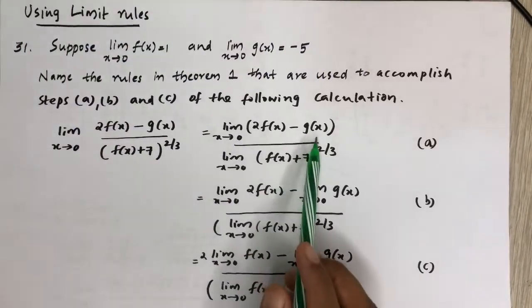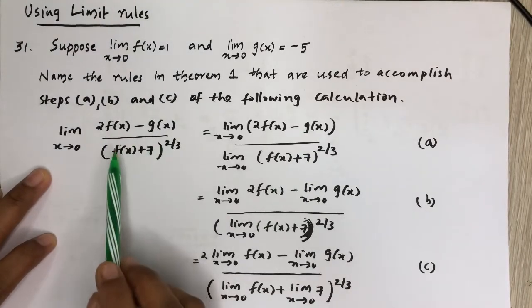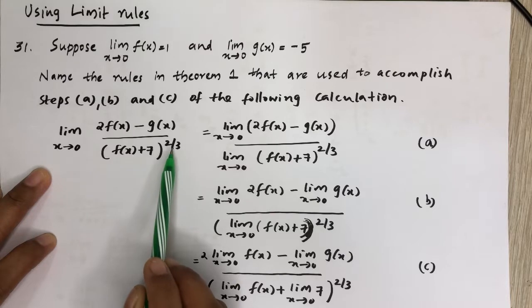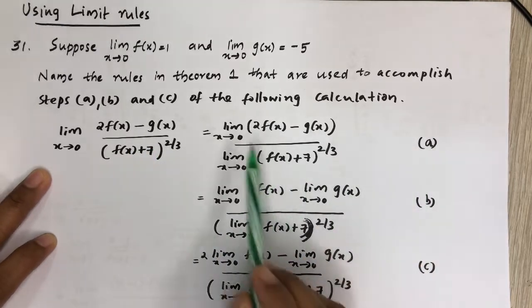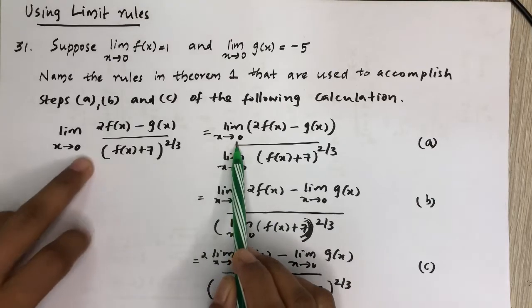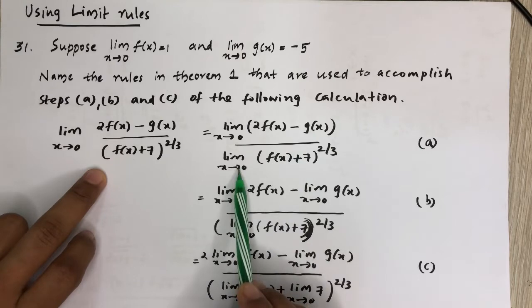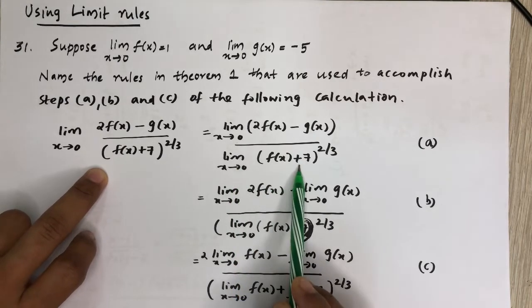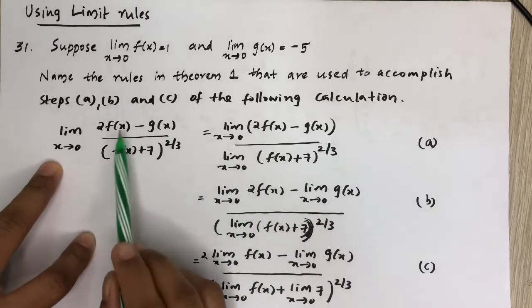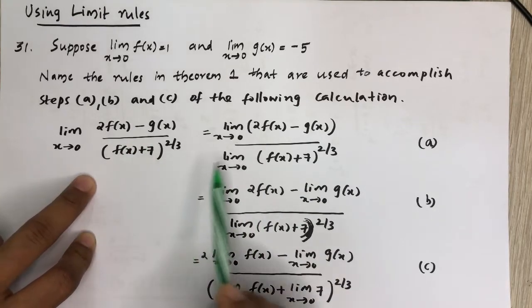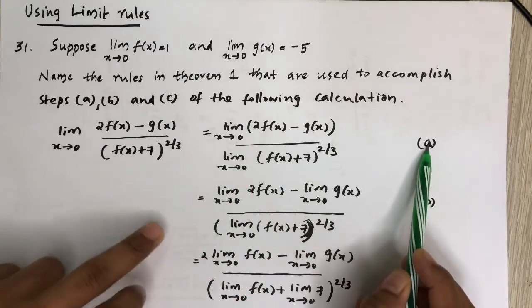Here the calculation is the limit as x tends to 0 of (2f(x) minus g(x)) divided by (f(x) plus 7) the whole power 2/3. Look at the first step, step A. The limit of (2f(x) minus g(x)) divided by the limit of (f(x) plus 7) the whole power 2/3. Clearly it is the quotient rule. The limit of the quotient of functions is the quotient of the limits. Step A is the quotient rule.